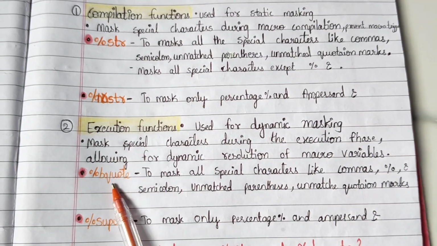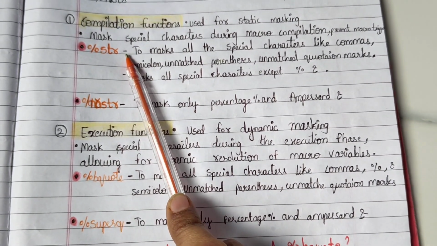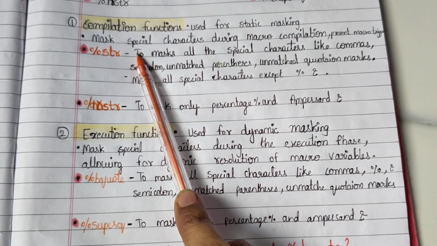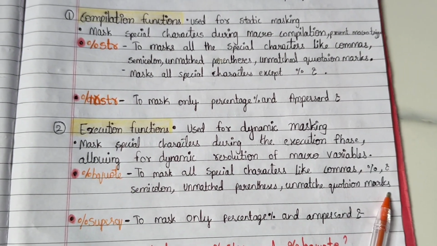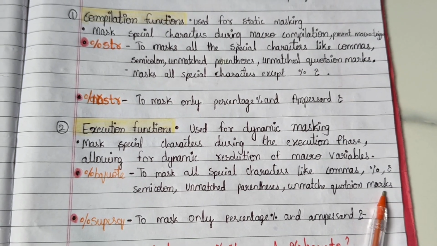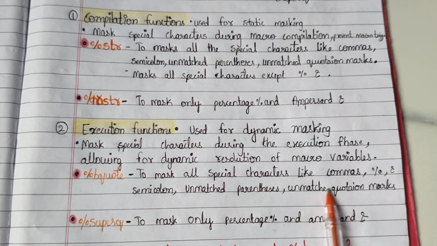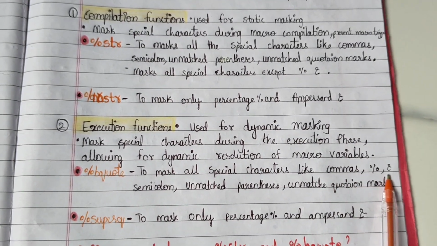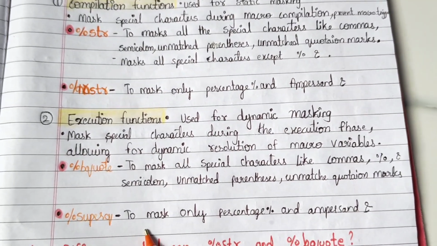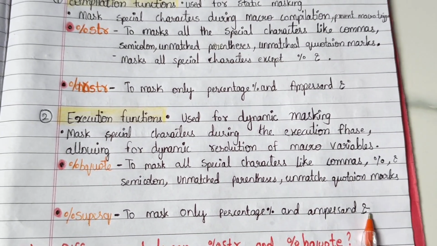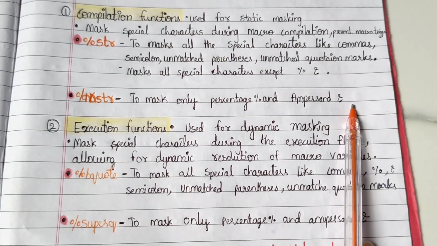Now we will talk about %bquote. It is similar to %str. Whatever is written there, I have written the same here. There is no change, but one difference is there. %str excludes percent and ampersand, whereas here it will include percent and ampersand. Clear? Next, %superq masks only percent and ampersand.